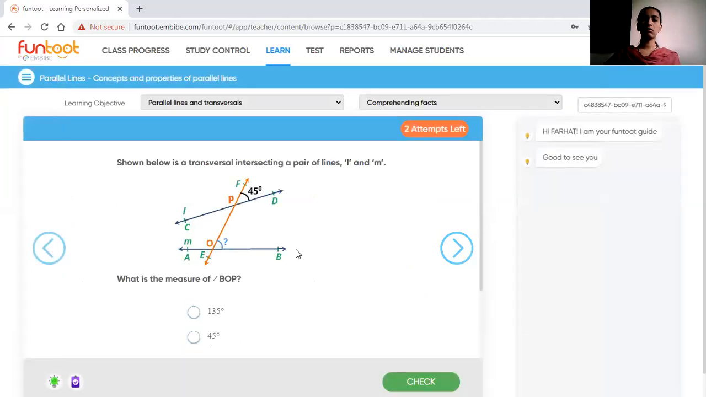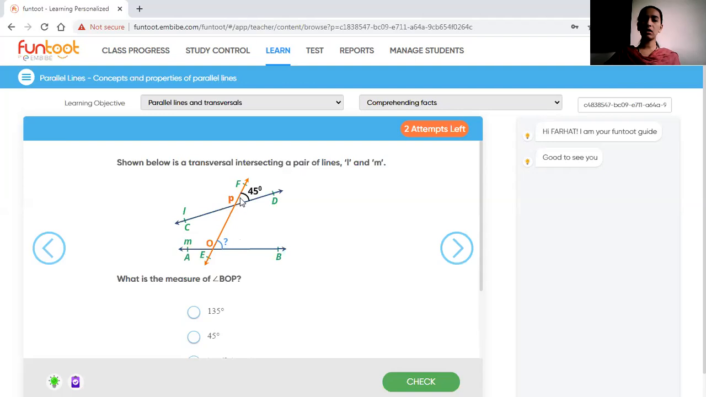Okay, now see, shown below is a transversal intersecting a pair of lines. Here L is a line, this line is M, and this F line is intersecting the lines, and it made an angle 45 degree. Okay, what is the measure of BOP? Where is B?